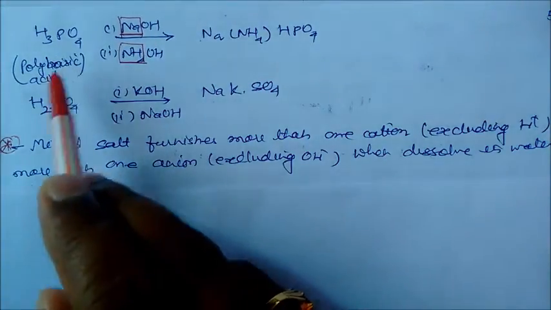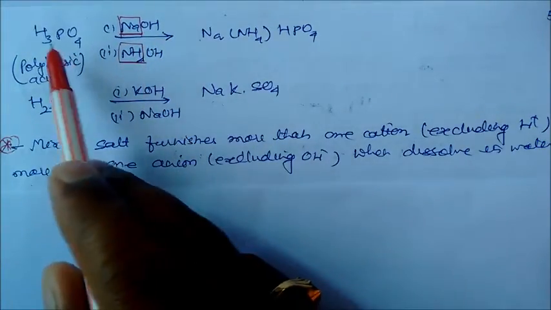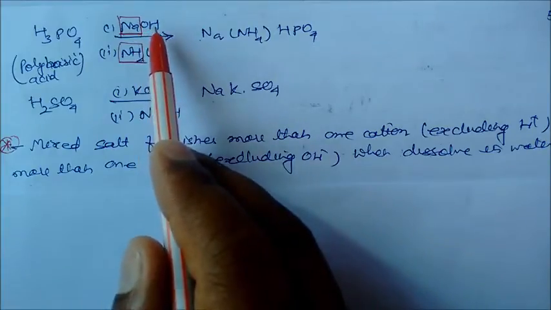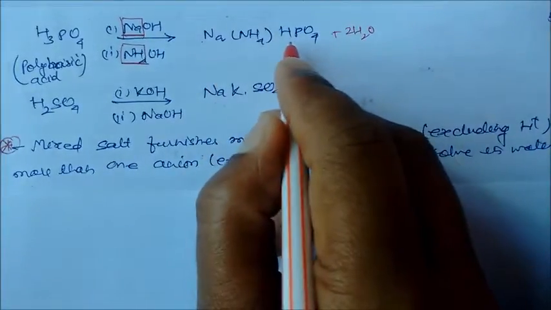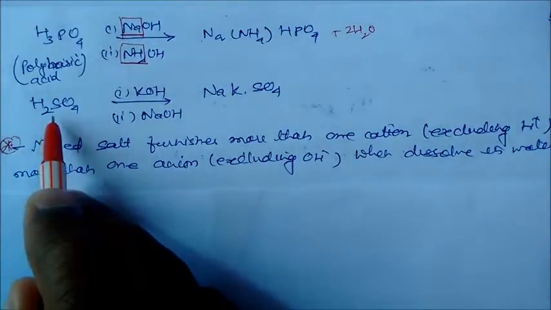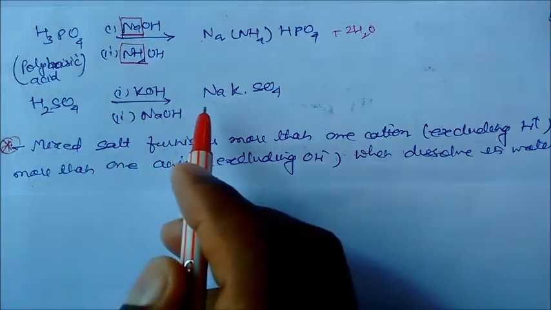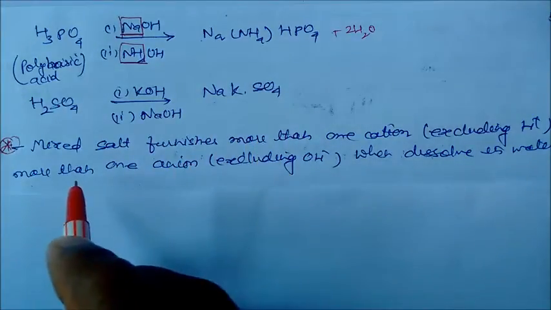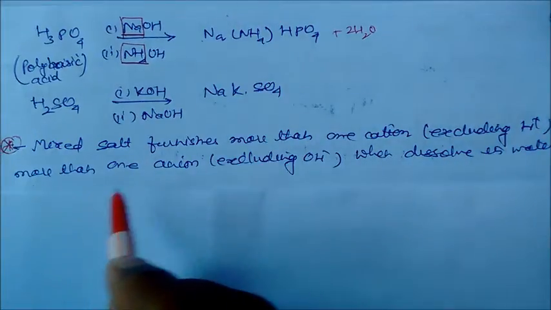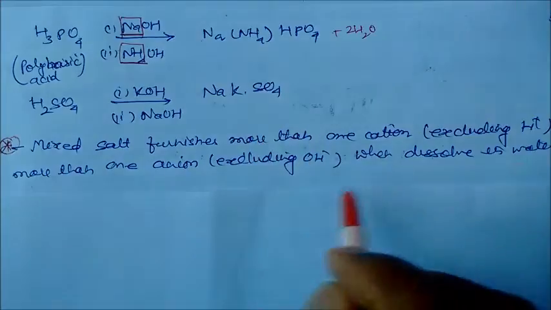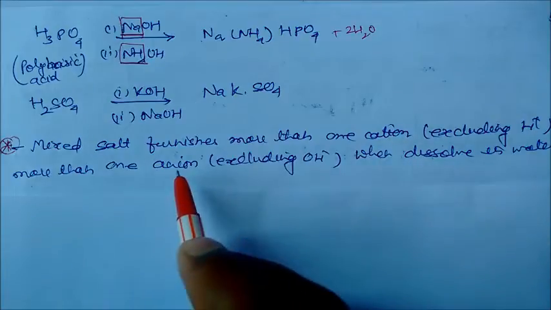Now we have the next example, polybasic acid H3PO4. We can see it reacting with sodium hydroxide, ammonium hydroxide. So the hydrogen is replaced, there will again be 2 molecules of water, and we get the salt sodium ammonium HPO4. Similarly, H2SO4 reacts with potassium hydroxide and sodium hydroxide. So there are 2 bases present in the solution, and it will give you sodium potassium sulfate. So a mixed salt can furnish more than one cation, excluding hydrogen, or more than one anion, excluding OH, when dissolved in water. From this example, it is very clear how they can give more than one cation or more than one anion.